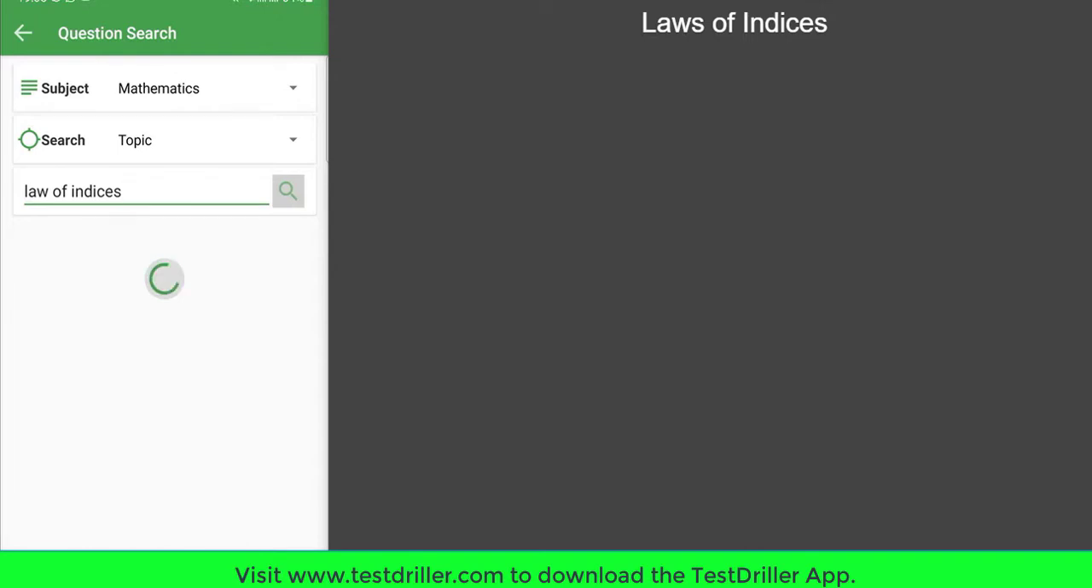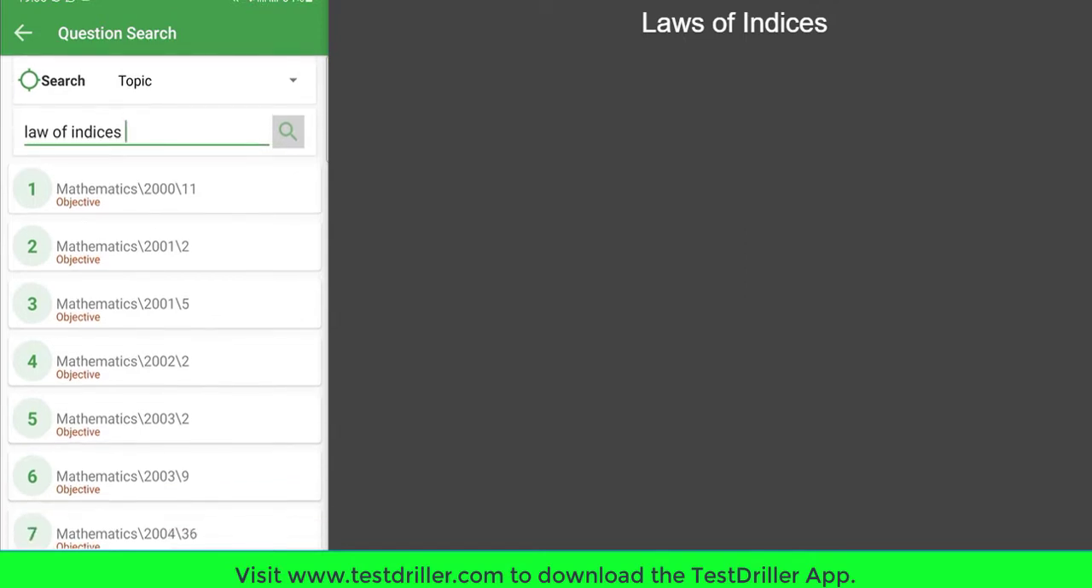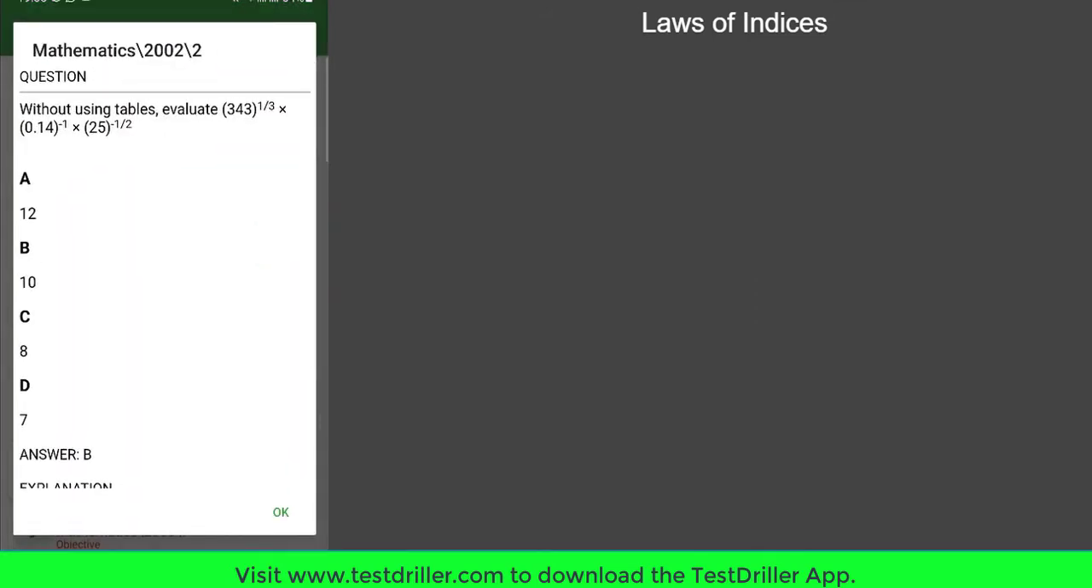Then it's going to extract questions based on my query. So I'm going to take questions from 2002, question 2. So let's take a look at this question. The question states that we should evaluate 343 raised to the power of 1 over 3 times 0.14 raised to the power of minus 1 times 25 raised to the power of minus 1 over 2.